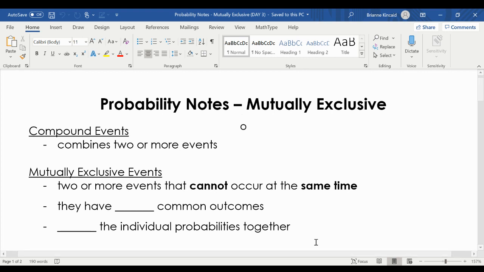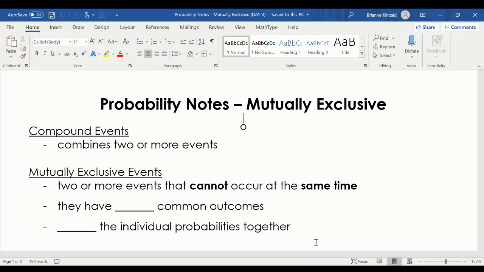Hey everyone, this video is a continuation of probability, focusing on mutually exclusive events. Mutually exclusive goes right along with compound events. Compound probability or compound events is basically combining two or more things, two or more events happening.